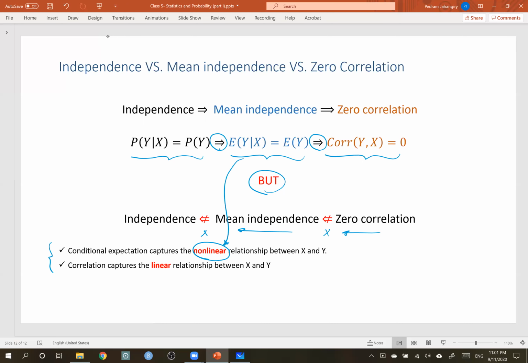Conditional expectation captures a nonlinear relationship between x and y. However, correlation captures the linear relationship between x and y. Okay.